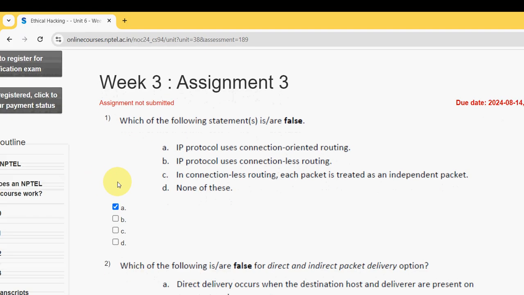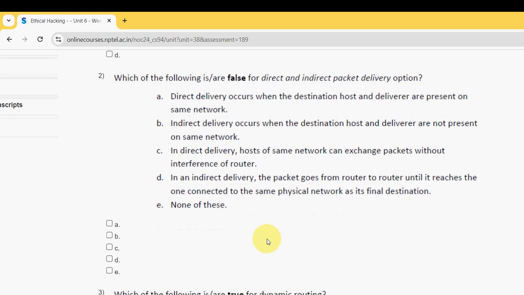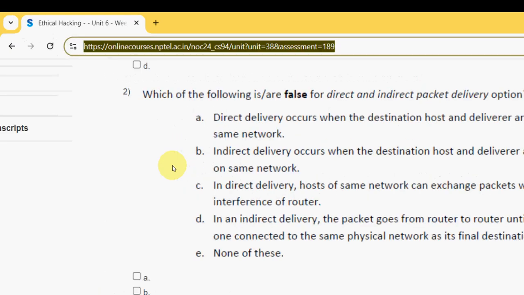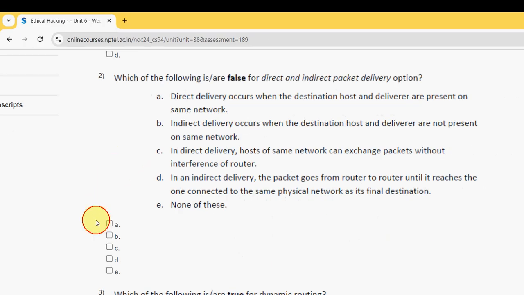Next, second question. Which of the following is or are false for direct and indirect packet delivery option? So for the second question, the probable answer is option E, guys. None of these. So all these four are probably correct. So mark option E, none of these, as the probable solution for the second question.